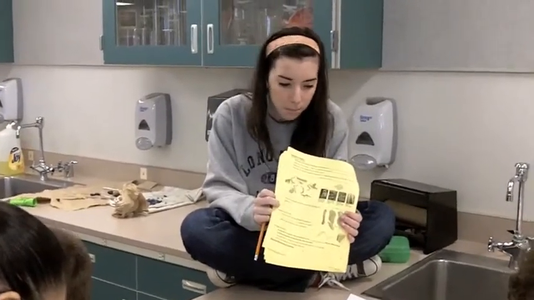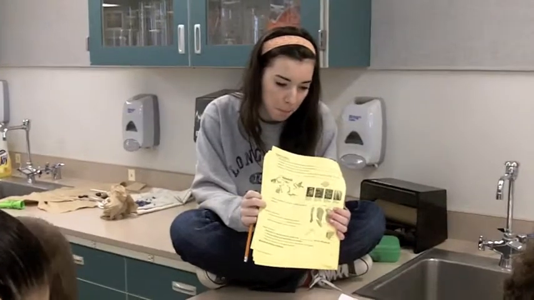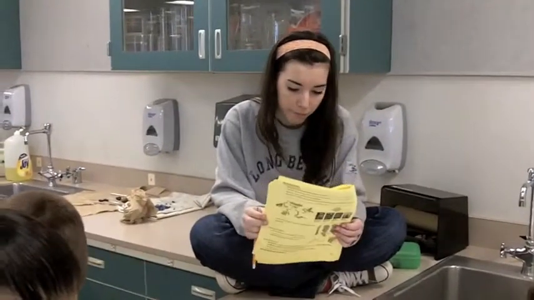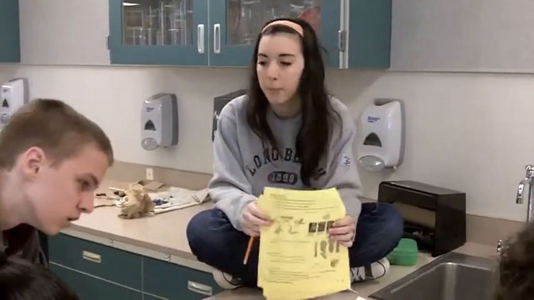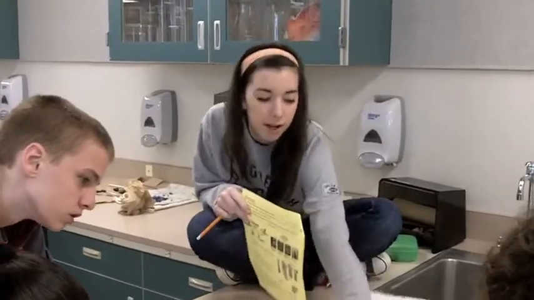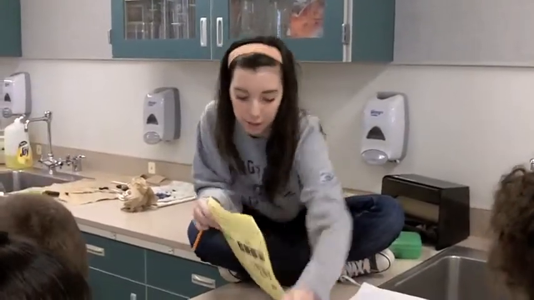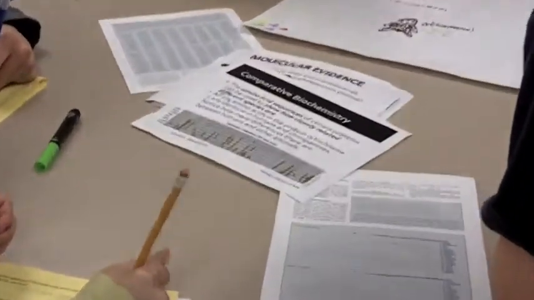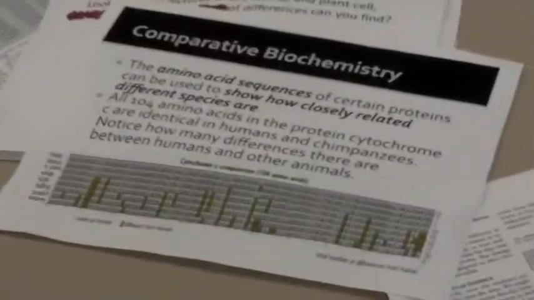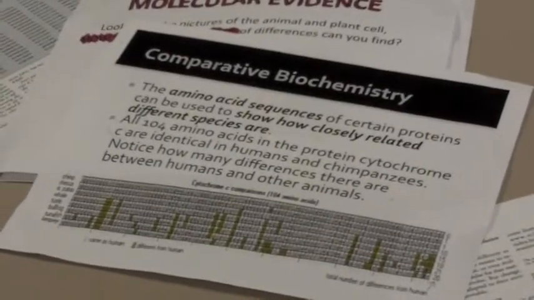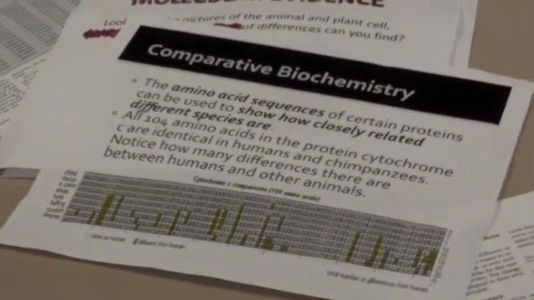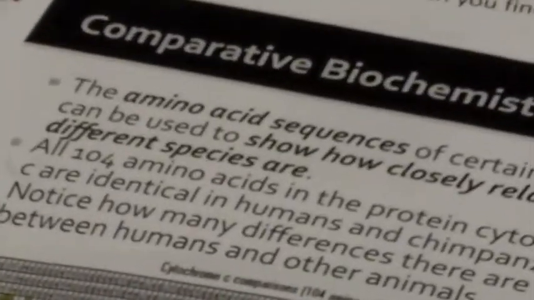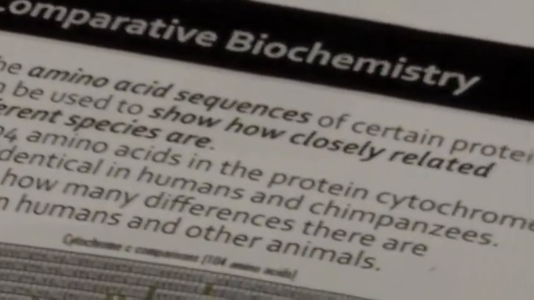The other one is that natural selection provided a mechanism for evolutionary change. And then for the third question, the amino acid sequence of certain proteins can be used to show how closely related different species are.